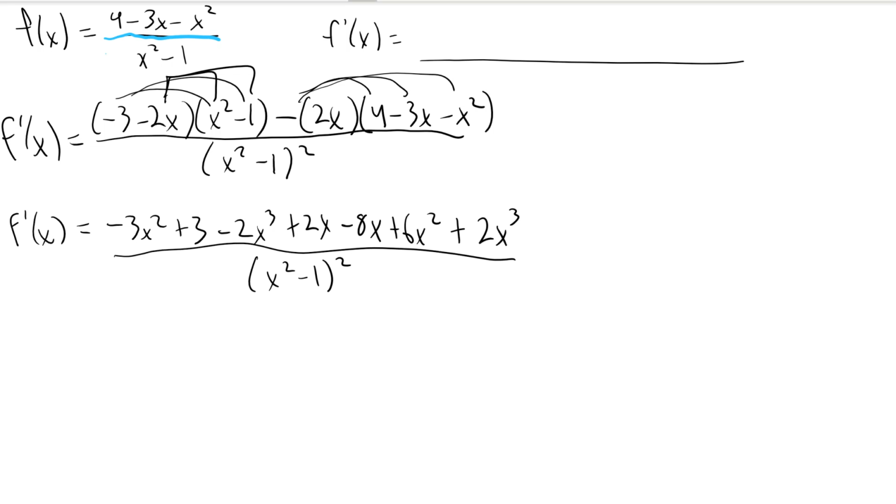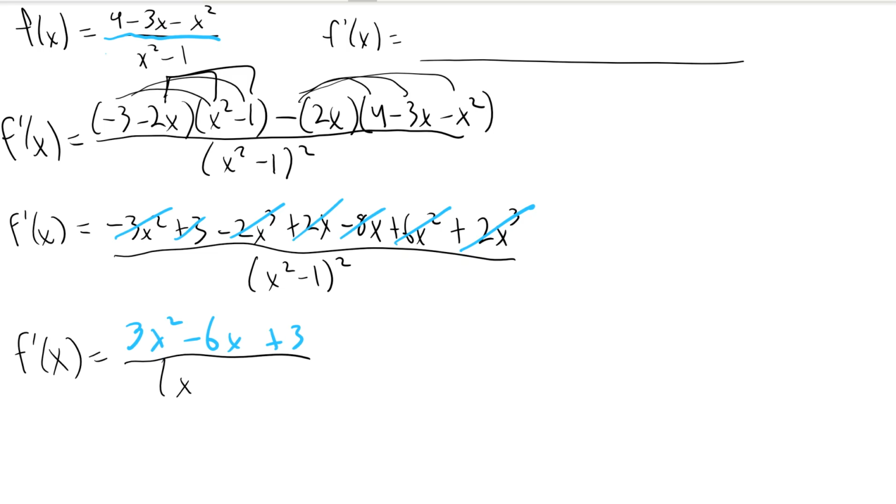And I guess I could FOIL out the denominator, but I'm going to choose to just leave that one alone. Okay, so now to start combining some like terms. See, I've got some x cubes here and some x cubes here, and those two just cancel out. I've got some x squared and some x squareds that would combine to be 3x squareds. Some x's and some x's, and a constant of +3. Still over x squared minus 1 squared.